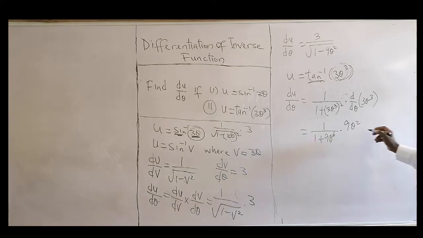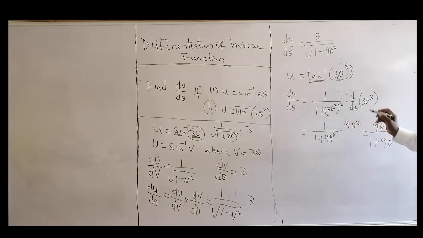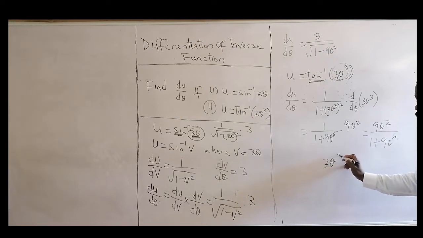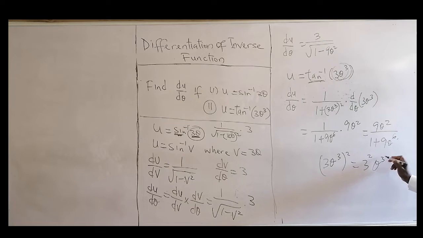Okay, so your answer is what? 9 theta squared over 1 plus 9 theta squared. Okay, is 6. You can see the 3 theta cubed power 2. So we got 3 squared theta cubed power 2. So that will be 9, and then this will be 3 times 2, theta to the 6. Okay, so that's the answer to that question.